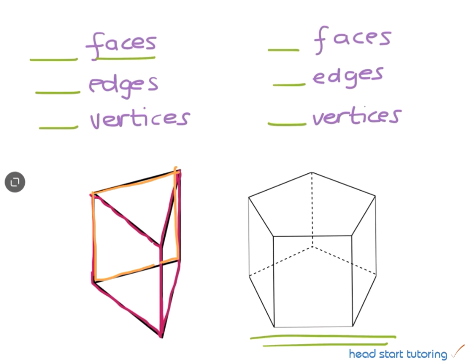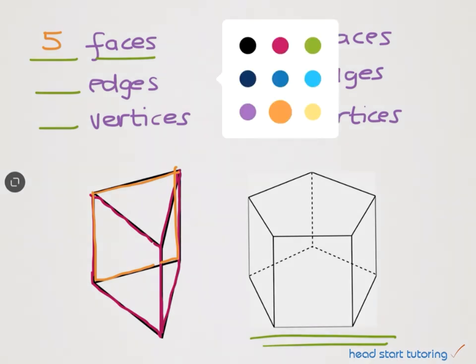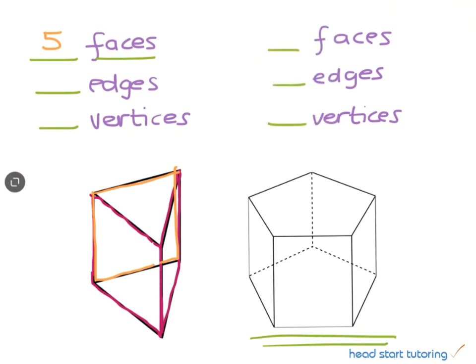So altogether we have got 5 faces. 2 of those faces are our triangular bases, and 3 of those faces are our rectangular faces. So altogether we have got 5 faces. Right, let's now have a look at how many edges we have. So remember that our edges are the line segments that join two vertices together.